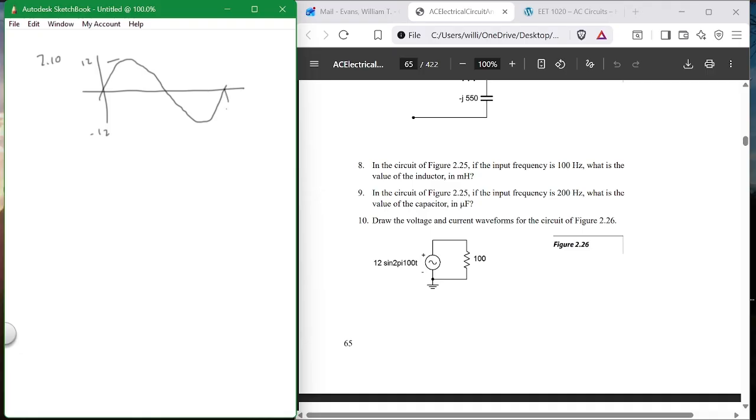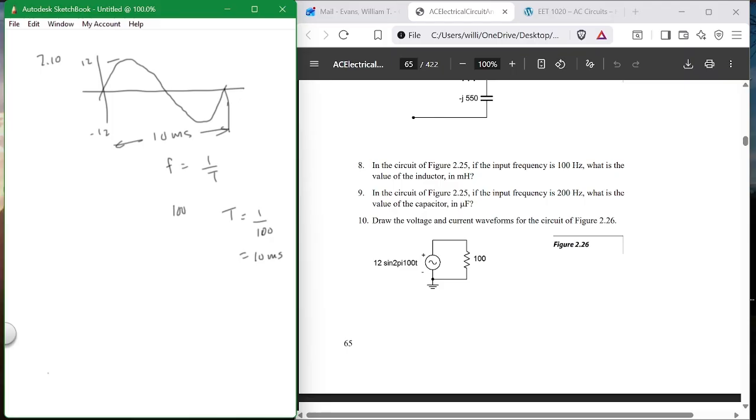Frequency is 1 over the period. And what is the period? Well, the angular frequency is 2 pi f, so f is equal to 100. So T is equal to 1 over 100, or 10 milliseconds. So the period from here to here is 10 milliseconds. Any questions about that?